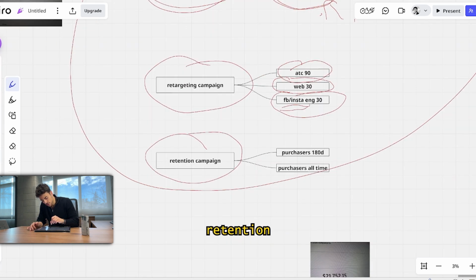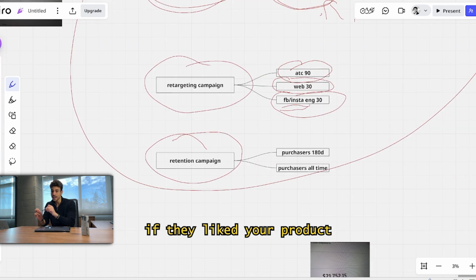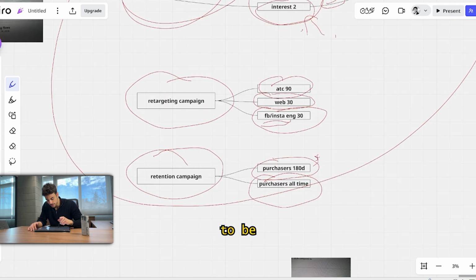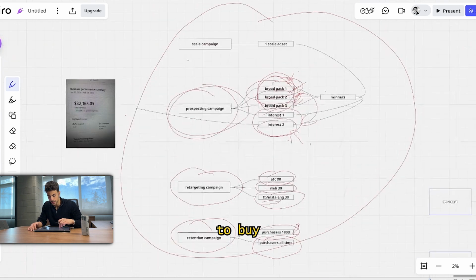After that, you want to have a retention campaign because the majority of the people, if they liked your product and you have a good brand, they are going to buy from you again. So you're wasting potential purchasers if you are not targeting them. You need to run a purchase 180 days and a purchasers all time. This is going to be great so that you can upsell them or get them to buy the same product again.